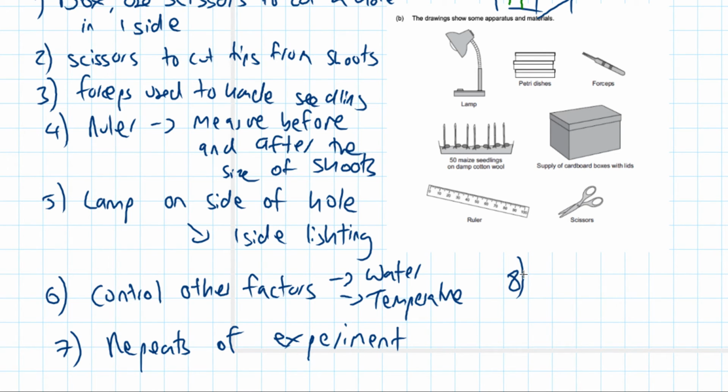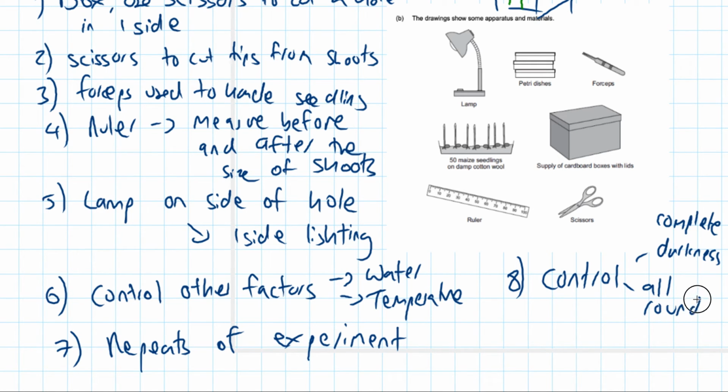You should also control the dark, so we should have a control so we can compare. So this can be either complete darkness, so no light, or we could have all-round lighting. That's another way we could do it. So we place it and we place lights all around it. So again, here we're picking up loads of marks. In terms of 6 marks, you're just trying to ram in as much as you can.